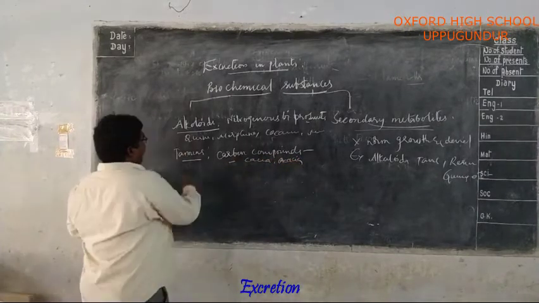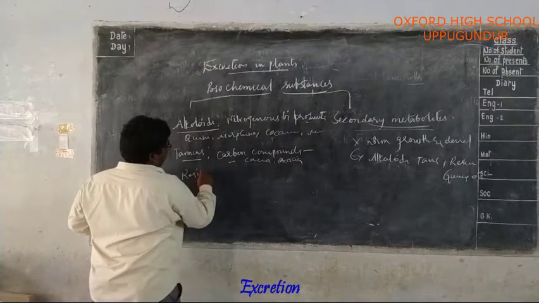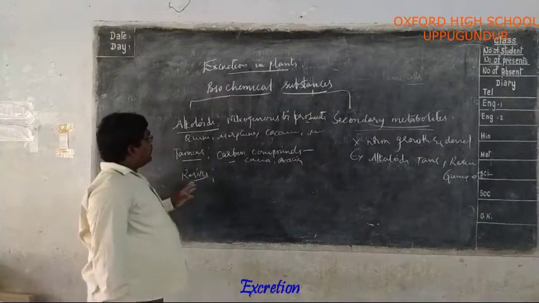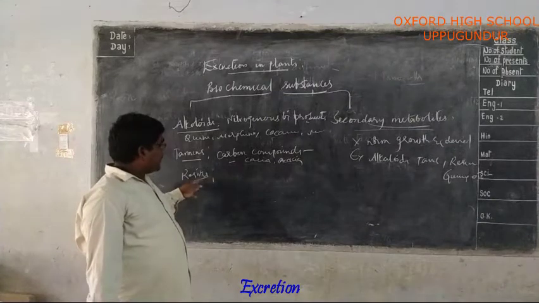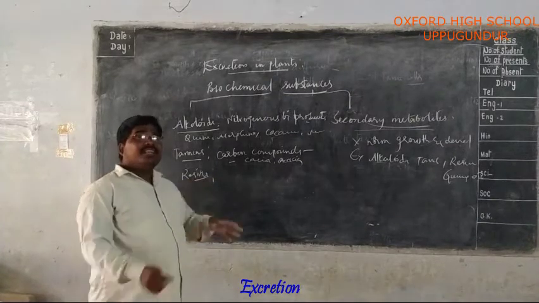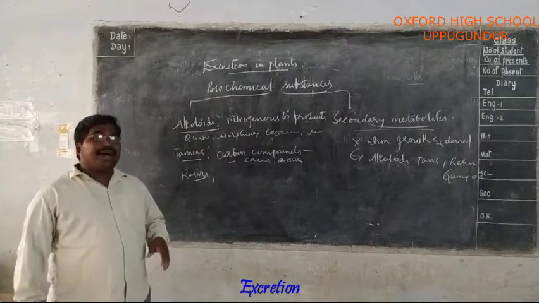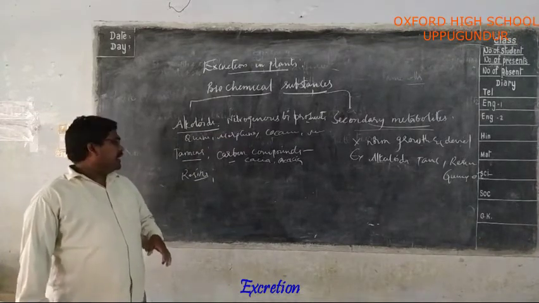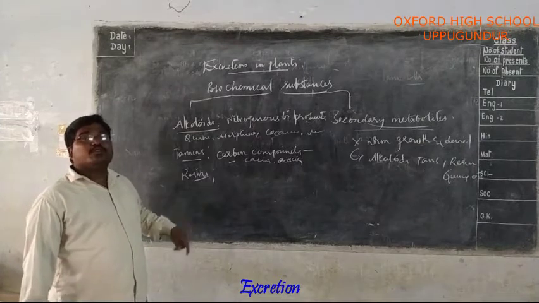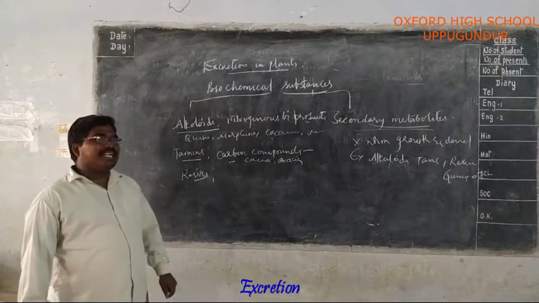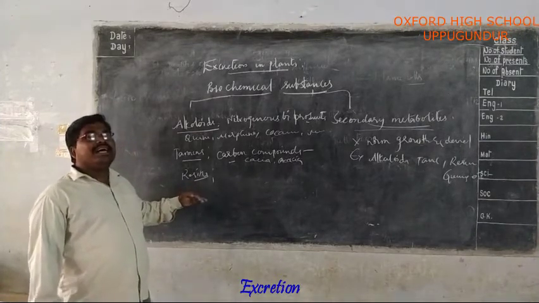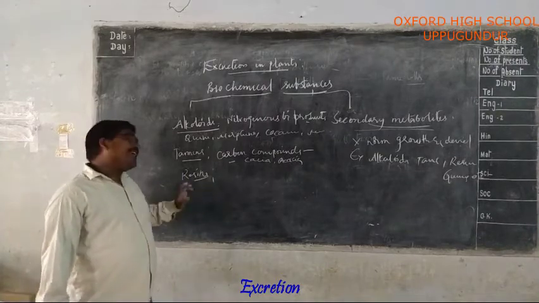And the next one is resins. Resins are very important secondary metabolites; they create special resin passages in the plant body. We can see this in gymnosperms, plants like pinus.